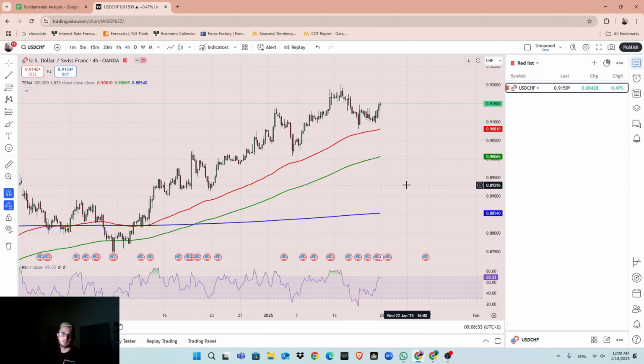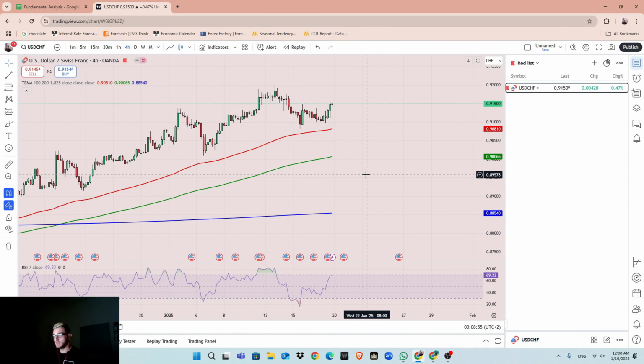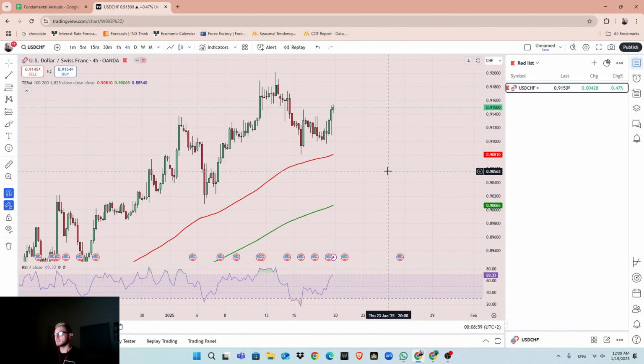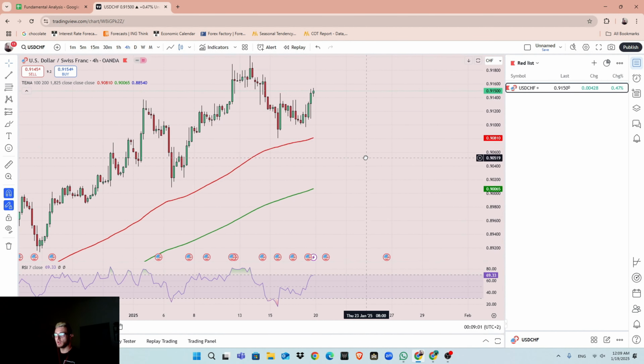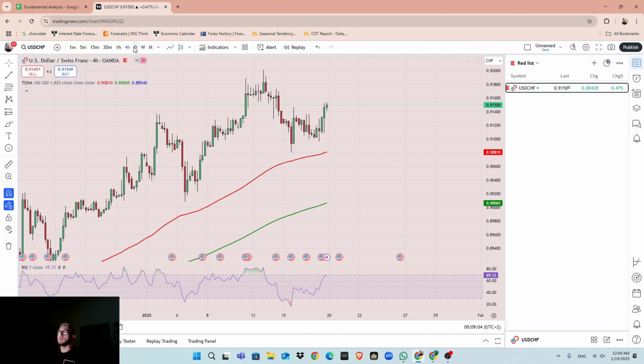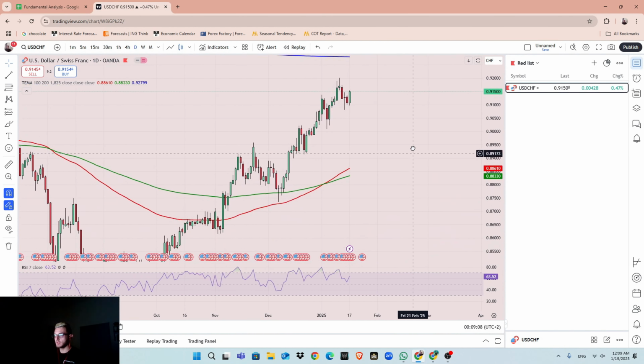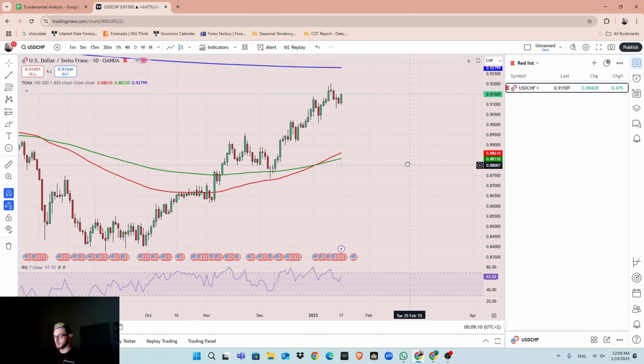So if there is news coming during the day, I might go into the 4-hour time frame to see which area is a good area to buy from. Okay, now let's go to the daily time frame and start the technical analysis of this pair.